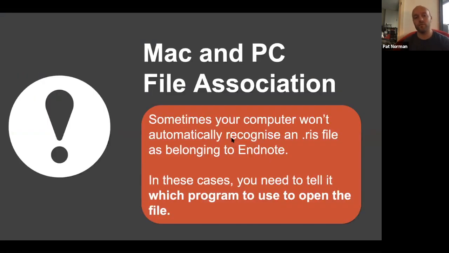Now, 2 things that are important to be aware of with both Mac and PCs. When you're first installing it, it might be that the file association hasn't been set up between EndNote and an RIS file. So if you try to open the RIS file and you get an error asking which application to open it with, it's just a matter of telling your computer to open RIS files with EndNote. If it's a Mac, you want to right click it and go to get info and associate files, or open with. And on a PC, there'll usually be an open with window that comes up.